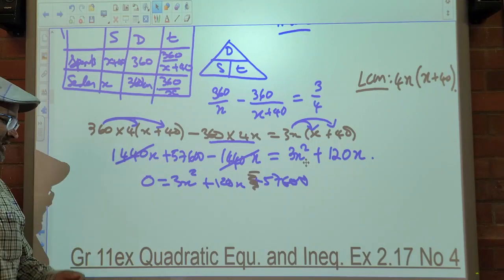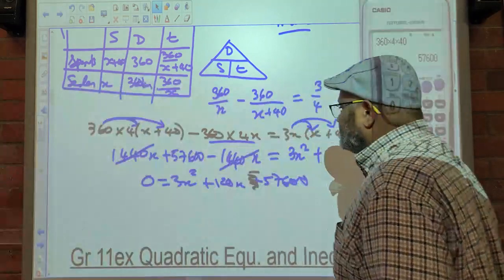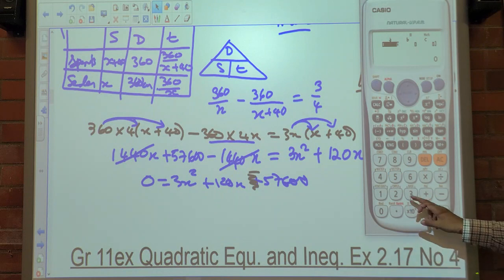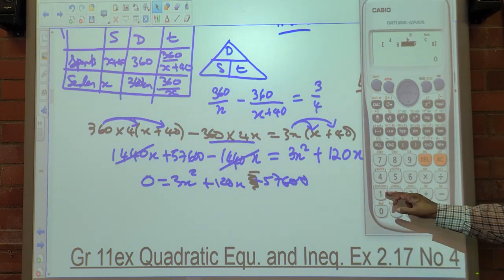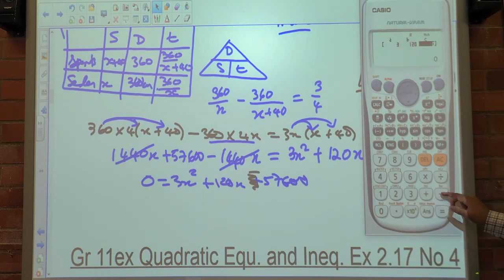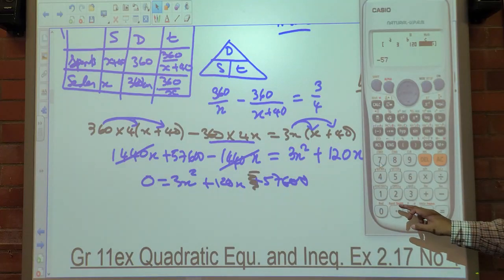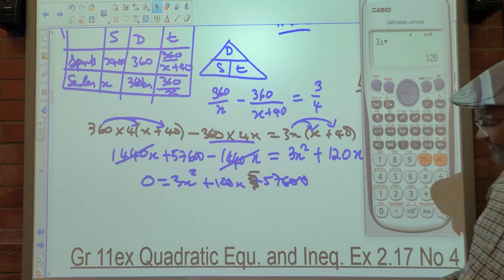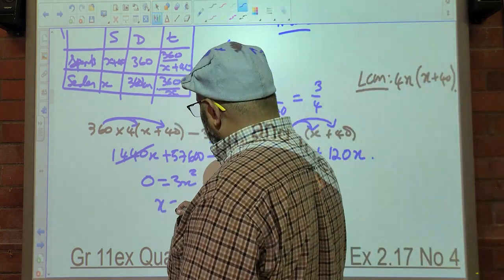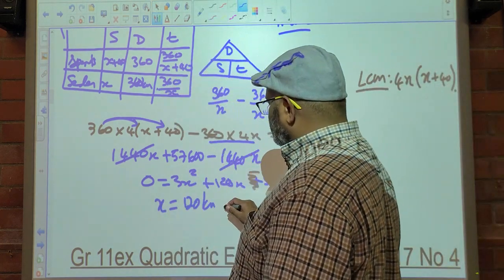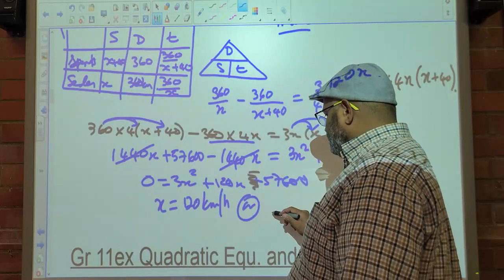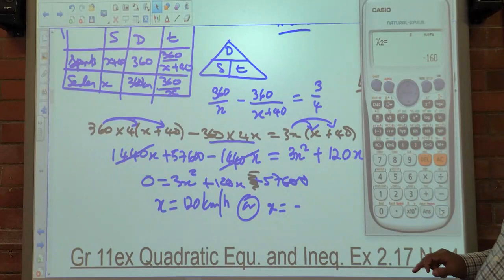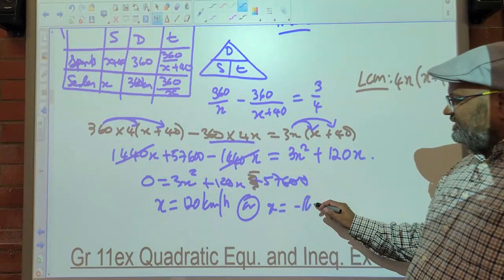So what do we get? Now we can again use that formula or the calculator. Again we say mode 5, 3. It becomes 3, 120, negative 57,600. That gives you an answer of x is equal to 120 kilometers per hour. Or this will probably be a negative value there. Can you do a negative 160?